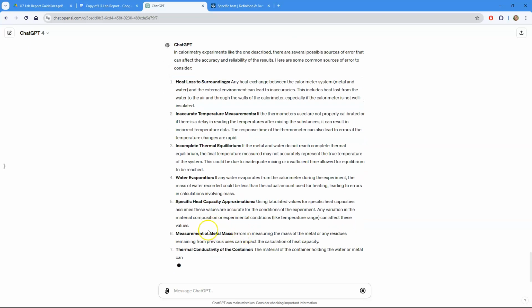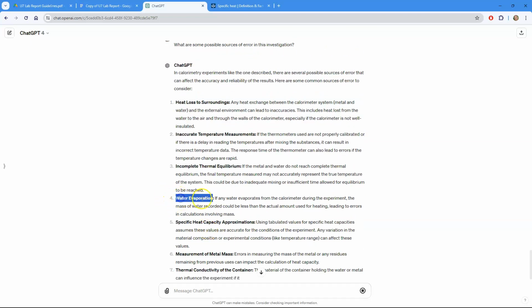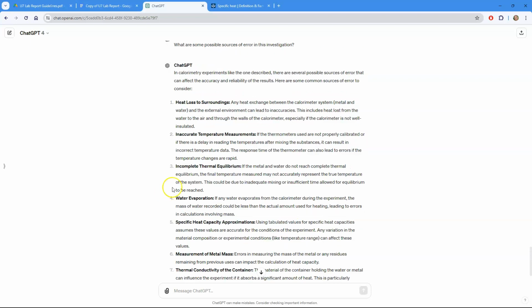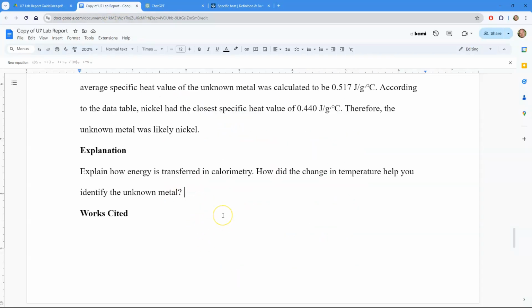So lots of things here. Now some of these don't apply, like number 4, for example, water evaporation. We didn't leave this out long enough to really evaporate things. I'm not looking for any human error. It also talks about poor measurements and thermal conductivity. Some of this is a little bit too deep and some of this didn't happen, but this is a good start. Like number 1, great. Okay, explain it. Explain how that's a possible source of error.